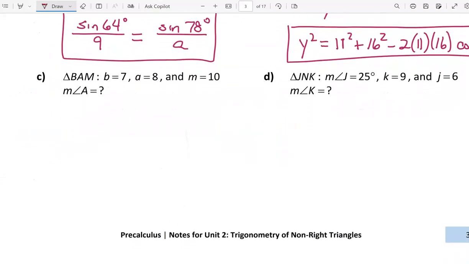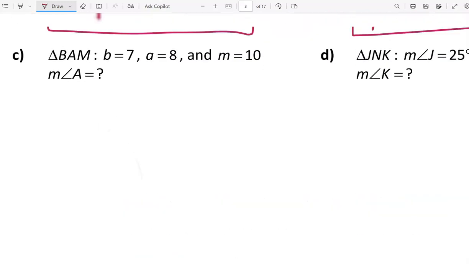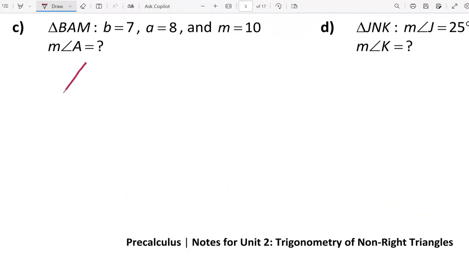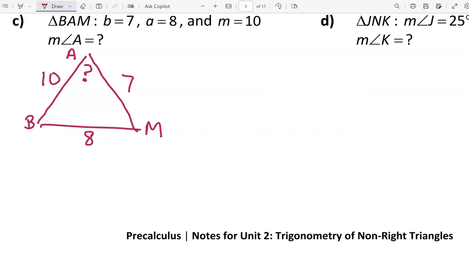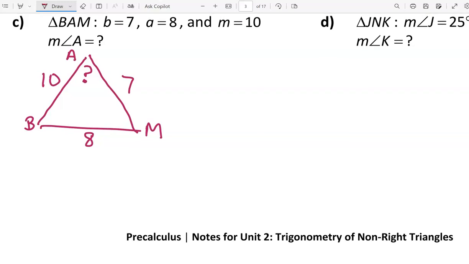All right, let's check out C. In C, we are given triangle BAM. Side B's length is 7, side A's length is 8, side M's length is 10, and we are looking for the measure of angle A. This looks like a 3 sides, 1 angle setup. That's the law of cosines.